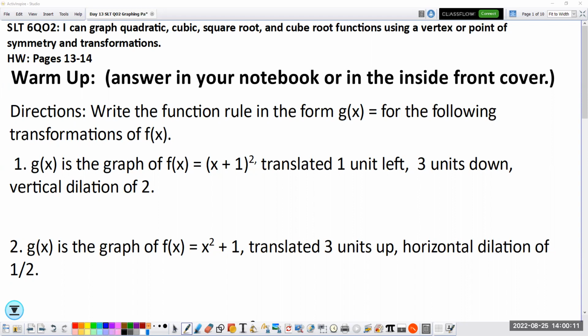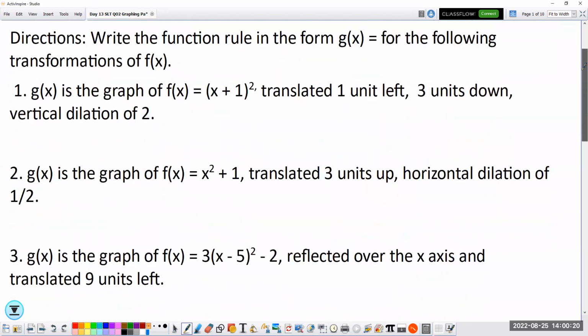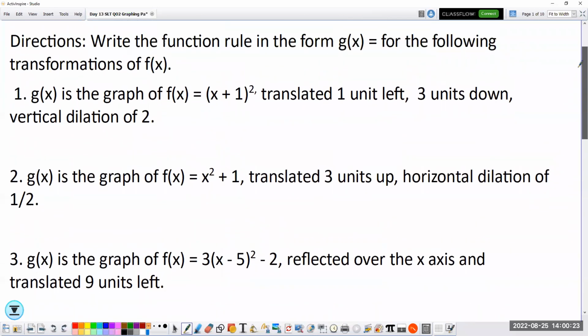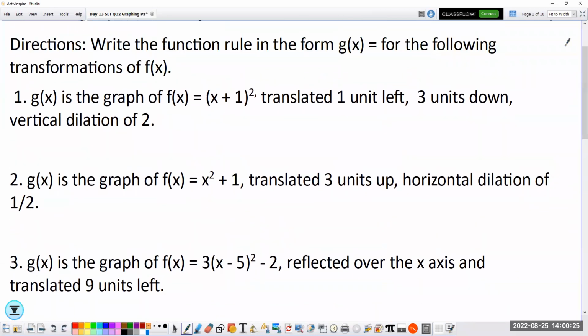What I would like you to do is pause the video and answer, and I have 4 questions here. I would like you to answer either in your notebook or the inside front cover of your packet. So go ahead and pause the video now. Okay, you should have tried these on your own.